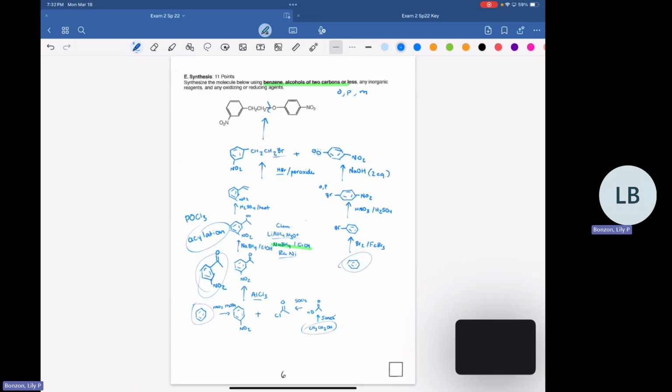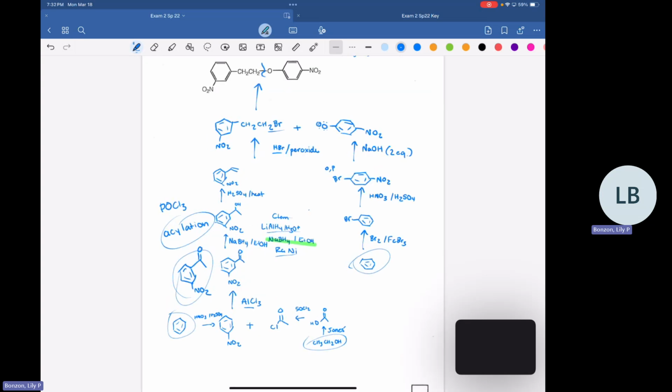So again, EAS, NAS, definitely know your stuff on that. It will most likely be the main part of your synthesis and your mechanism.